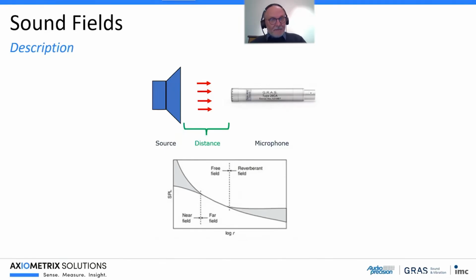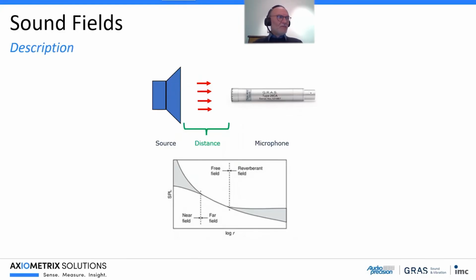Sound fields. If we look at a sound field, if we have a sound source, it could be a loudspeaker, as we have here in this example, and we place a microphone in front of the speaker at a certain distance. If we place this microphone very, very close to the speaker, then we will measure a sound pressure level. We will measure some pressure fluctuations coming from the speaker, and they will have a value.